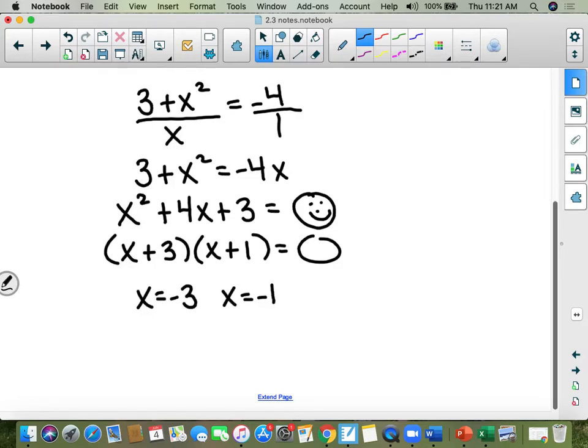You should check it, because remember, you can never have 0 in the denominator in math, but when you plug x, a negative 3 or a negative 1 into the denominator, it does not turn out to be 0. So I can keep it.